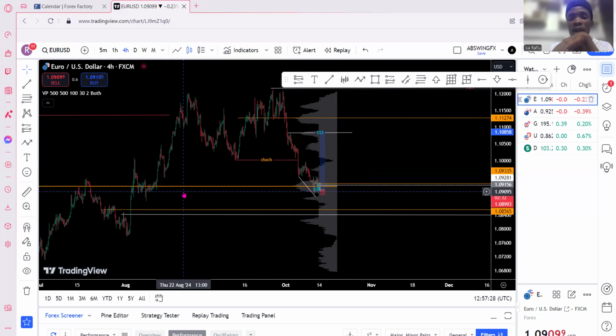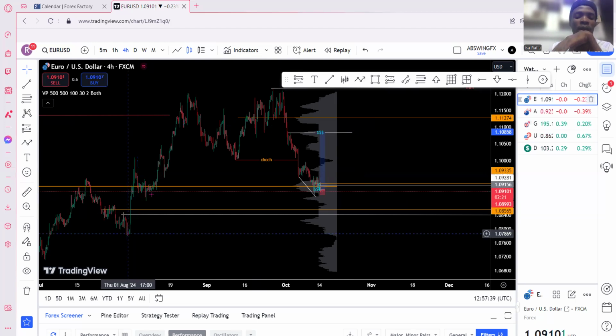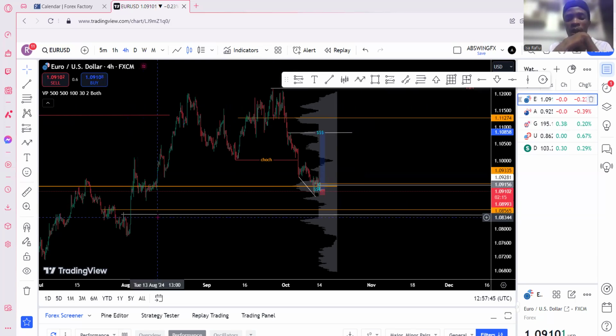And what's liquidity? Liquidity is the area that balances both the demand and the supply. So when the market leaves this place, it creates liquidity here before going up. Very good. And you can see the market come back to pick up the liquidity here.